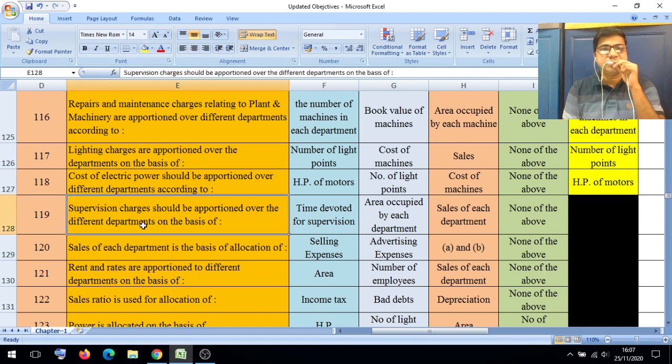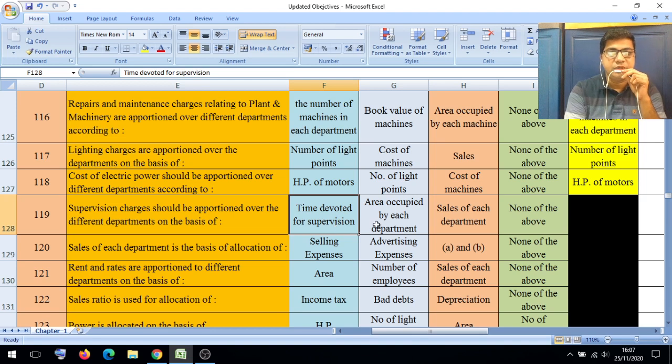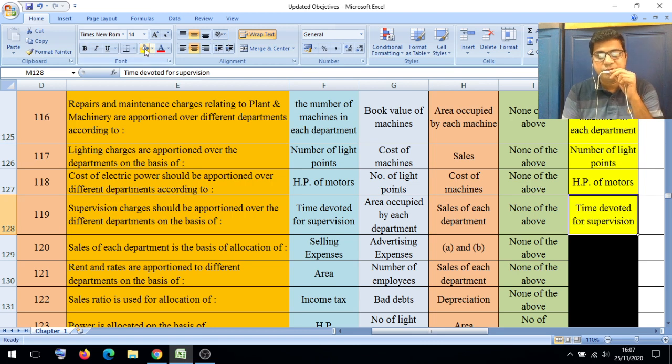Supervision charges should be apportioned over the different departments on the basis of option A, time devoted for supervision; option B, area occupied by each department; option C, sale of each department; option D, none of the above. Here the answer is time devoted for supervision.